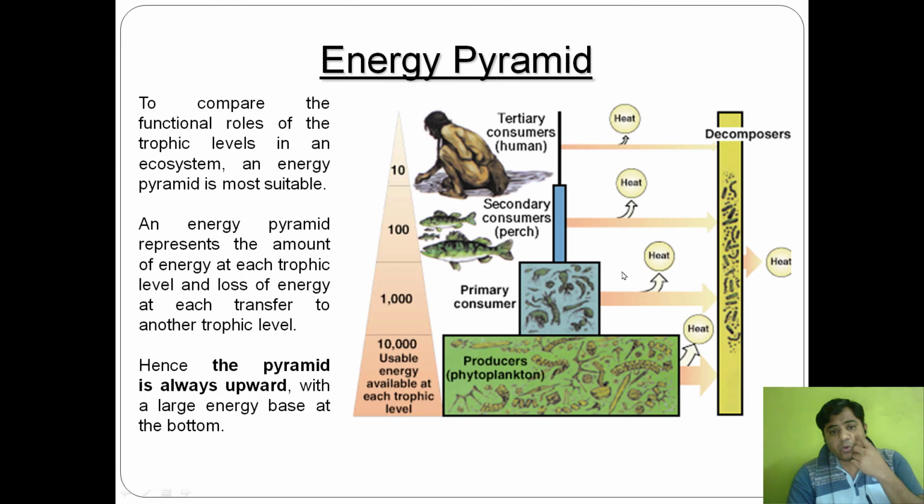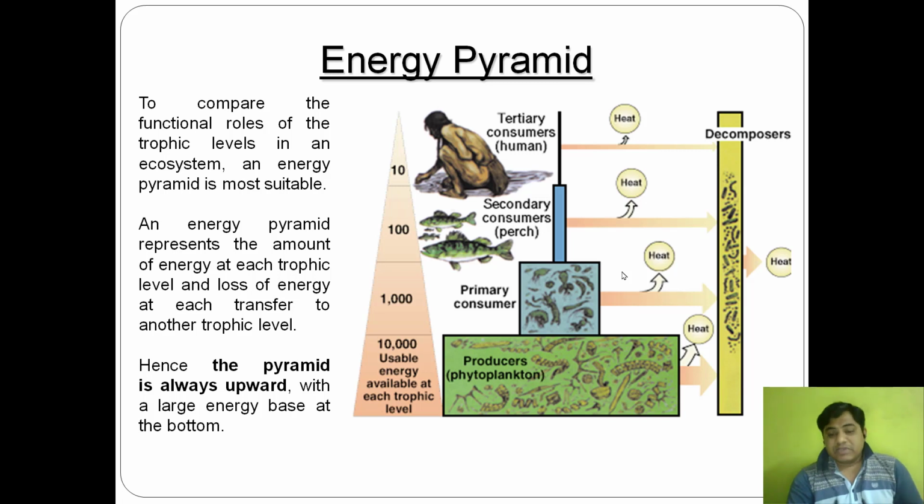Now we move towards the energy pyramid. We know we have energy because we take food. So to compare the functional roles of the trophic levels in an ecosystem, an energy pyramid is most suitable. An energy pyramid represents the amount of energy at each trophic level and the loss of energy at each transfer to another trophic level. As the trophic level increases, heat or energy is released or lost, and hence the pyramid is always upright with a large energy base at the bottom.